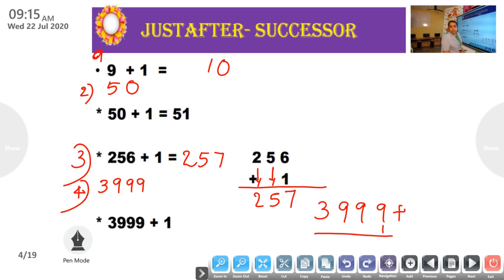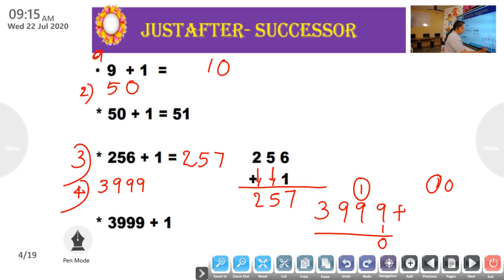So 9 plus 1. Keep 9 in your mind, 1 on your finger. The number that comes after 9 is 10. So here is the 0. Where do you write the 1? This 1 is our carryover. You have to write it just above the 9, on the tens place.